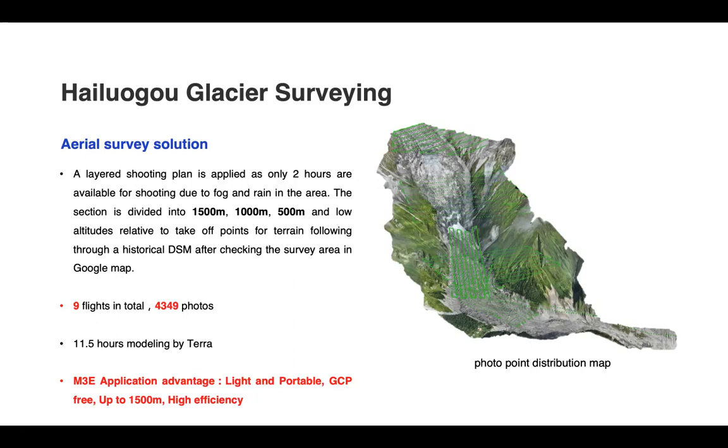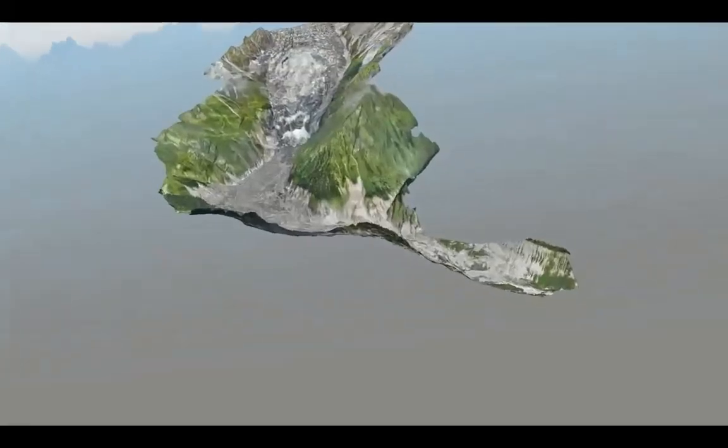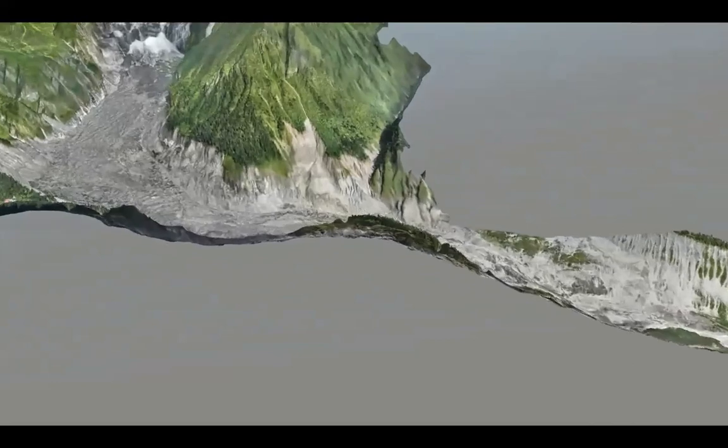So this ended up being 9 flights in total, about 4,300 photos, and 11 and a half hours for the total modeling by Terra. Obviously, that could be slowed up or sped up depending on your computer configuration if you have multiple computers working together. But big advantage here, the M3E light and portable. Obviously, very difficult to use GCPs in this type of environment, flying up to 1,500 meters from the takeoff point, and overall high efficiency. Quick video here for you to see. Very cool.